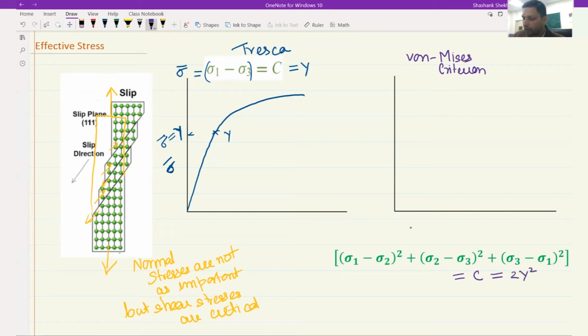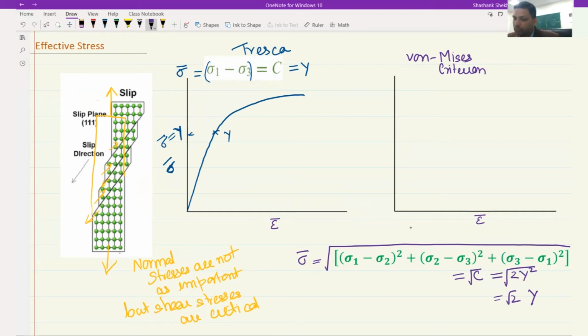Now if I define the square root of this as the effective stress, meaning sigma bar is equal to this, then this will be equal to root 2 Y. Meaning, if I had to draw the stress strain curve, and we have not yet defined the effective strain, but let's say on the x-axis you have effective strain.